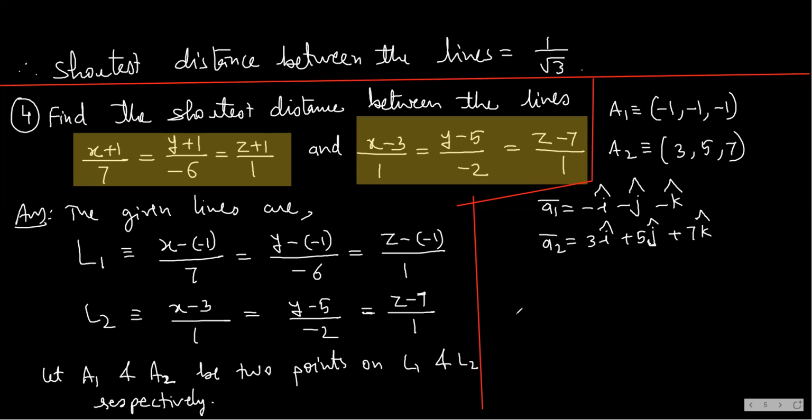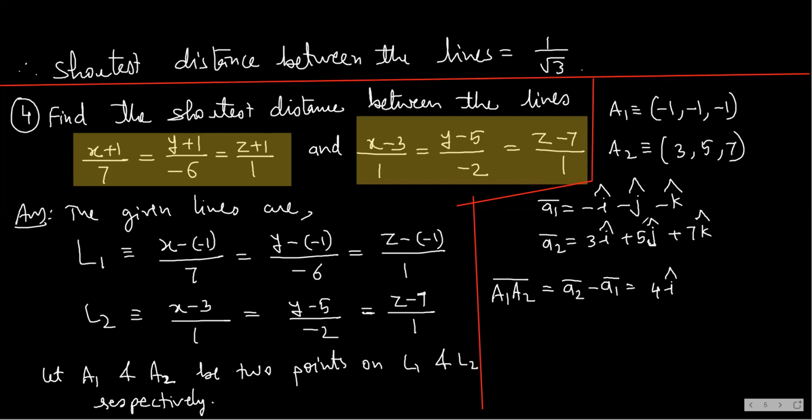Let us find out A2 bar minus A1 bar. That is the vector A1A2. So A2 bar minus A1 bar will be 3 i cap minus of minus i cap, that is 4 i cap.